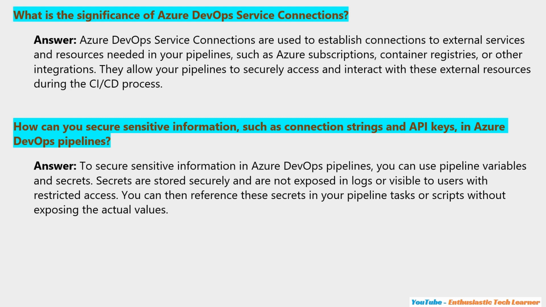How can you secure sensitive information such as connection strings and API keys in Azure DevOps pipelines? Answer: to secure sensitive information in Azure DevOps pipelines, you can use pipeline variables and secrets. Secrets are stored securely and are not exposed in logs or visible to users with restricted access. You can then reference these secrets in your pipeline tasks or scripts without exposing the actual values.